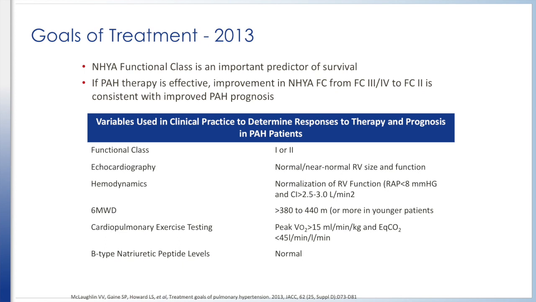Cardiopulmonary testing, you can see some of the criteria in terms of what we ideally want to get them to be able to exercise to. And then finally, natriuretic peptide levels. Turns out that the right side of the heart also has significant stretch under hemodynamic stress, and ideally we would like to get them down to almost normal levels. So that's going to be a BNP less than 50 or ideally a pro-BNP less than 300.